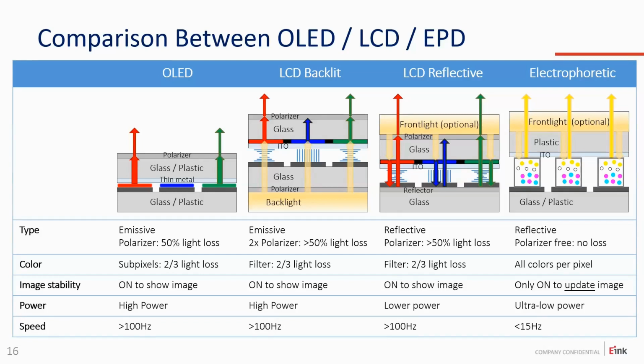So starting with OLED, it's an emissive technology. It is typically between glass or plastic substrates. It needs a polarizer, otherwise you look into a mirror. And a polarizer gives you about a loss of 50% of the light. Then you use a color filter there. So only 1/3, and actually a little bit less of that is giving you the right color. So there's quite a bit of losses in there. And it needs to be on to show the image. As soon as you power it down, image is gone. So high power, but also high speed, can be above 100 Hertz.